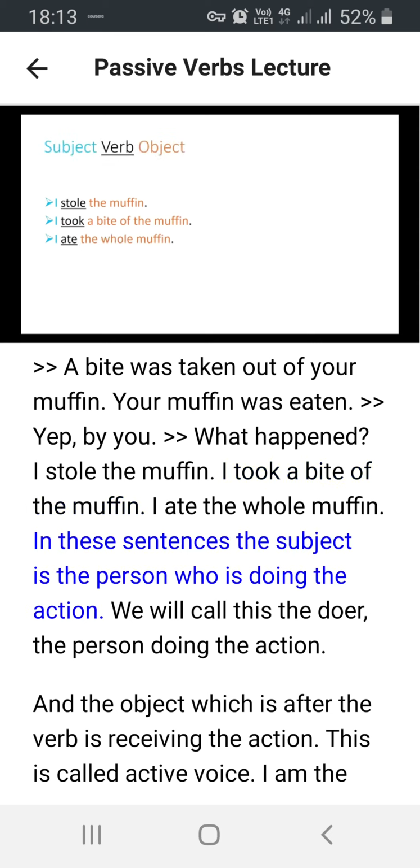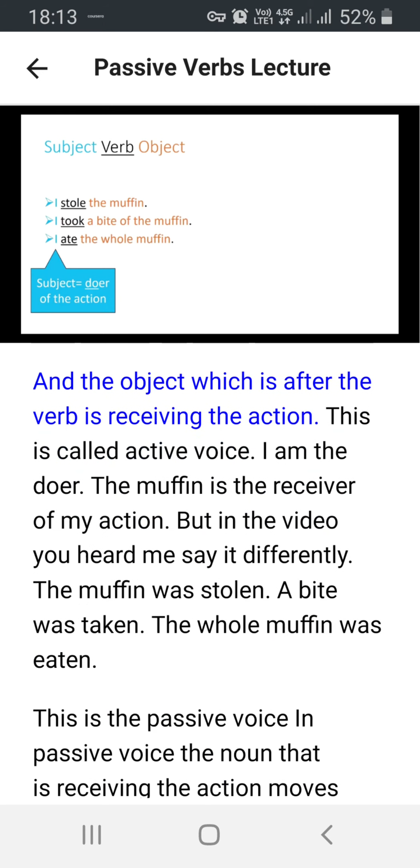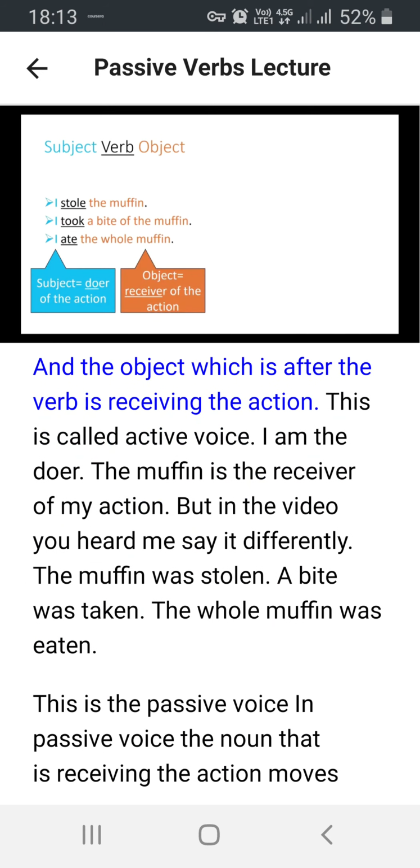In these sentences, the subject is the person who is doing the action. We will call this the doer, the person doing the action. And the object, which is after the verb, is receiving the action. This is called active voice. I am the doer. The muffin is the receiver of my action.